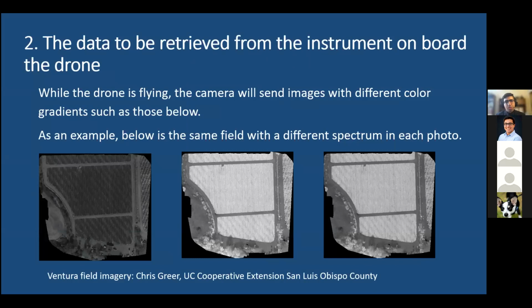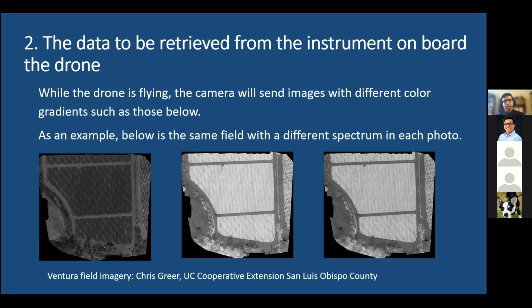Okay, how is our data going to come from the drone? It's going to come in the form of images, and they are going to have different color gradients, such as the ones we see below. These pictures are actually all the same field, except the only difference is they have a different spectrum.